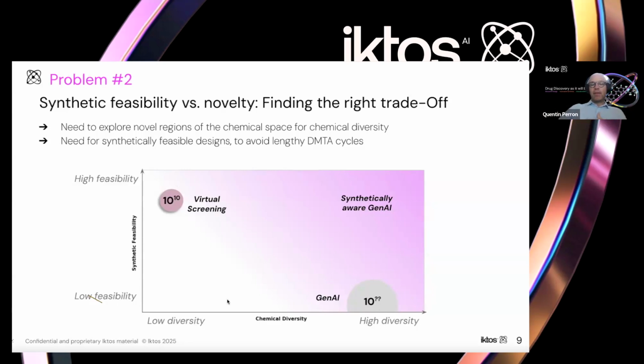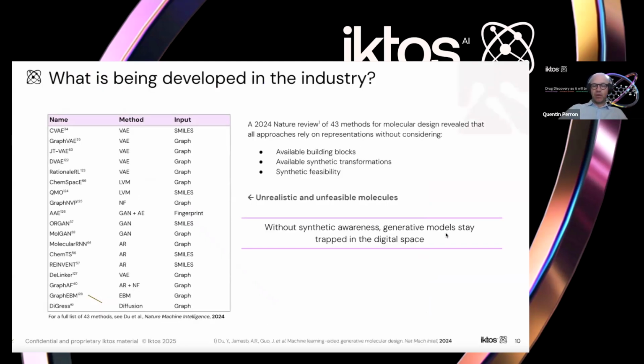So can we find a middle ground where we can at the same time have a good synthetic feasibility and high diversity? And this is what we call at Iktos synthetically aware GenAI, new technology we are developing, which has the best of both worlds, capacity of exploration, but at the same time, the capacity of generating feasible molecules.